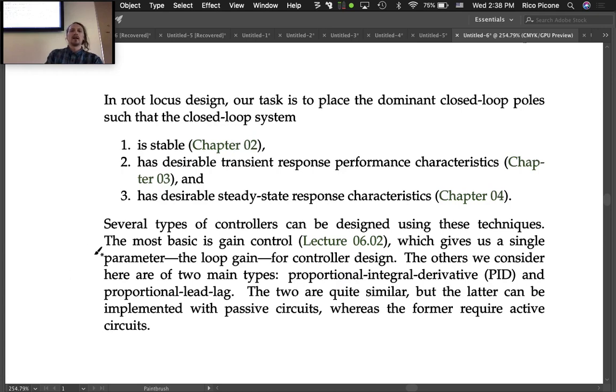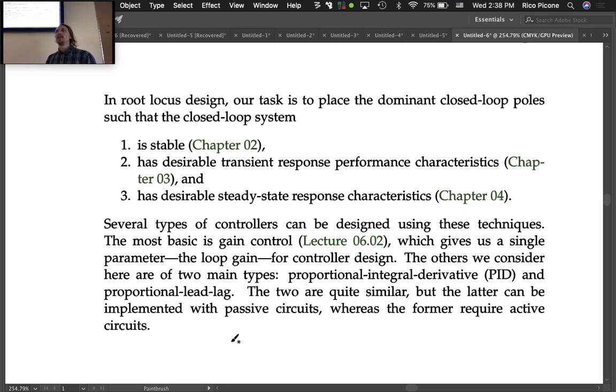And several types of controllers can be designed using these techniques. The most basic is gain control, which we'll be doing in a couple lectures, which gives us a single parameter, the loop gain, for controller design. The others we consider here are of two main types: the proportional integral derivative, or PID, control type, and the other is the proportional lead lag.